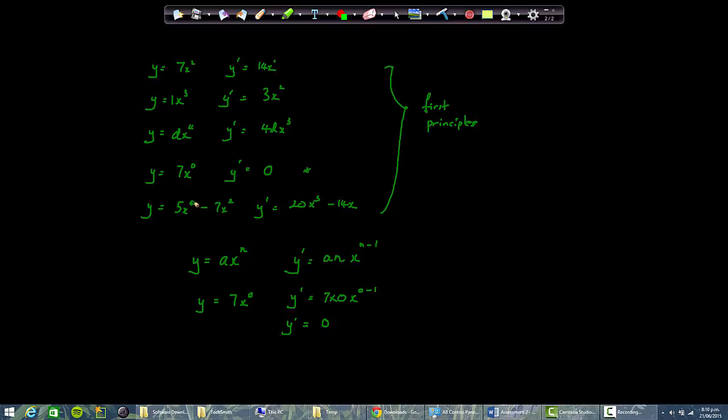And this one here, 4 times 5, 20. Take 1 off that power, you get x cubed. This next term here, 2 times -7, -14. Take 1 off that power, you get x to the power of 1. So yes, this does seem to be holding for any polynomial type situation.